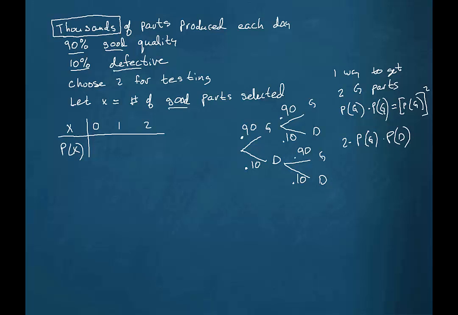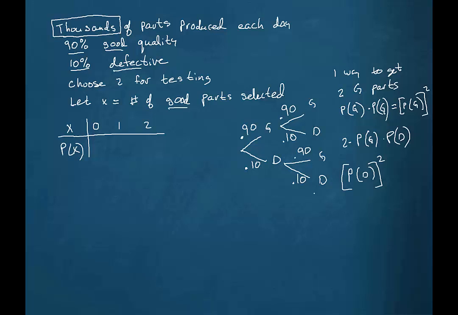And that is because no matter which path I take, a good one and then a defective one, or a defective one and then a good one, it still comes out to 0.9 times 0.1. 0.1 times 0.9, same thing. So there's two of those, so I'll multiply that by 2. And then there's only one way to get 2 defective ones, and so that probability then becomes the probability that I would get a defective one, squared, because I'm going to multiply them together.